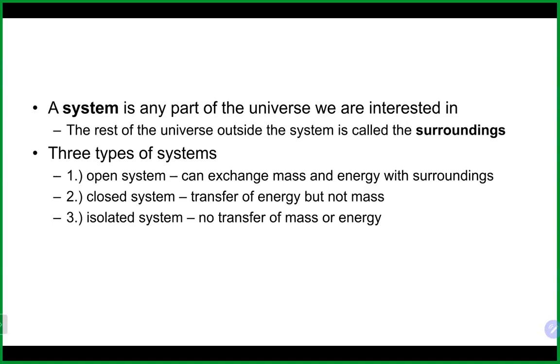So when we talk about things, there are really two types of things. There's the system, and the system is pretty much whatever you're dealing with. So if you're doing some reactions in a beaker or something like that, then that's your system. And pretty much everything outside of that is the surroundings. So we have our surroundings outside of that.